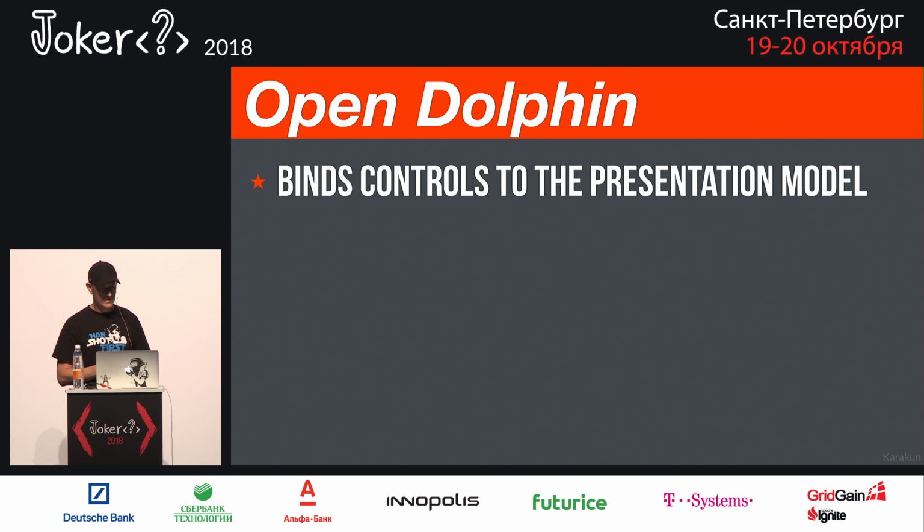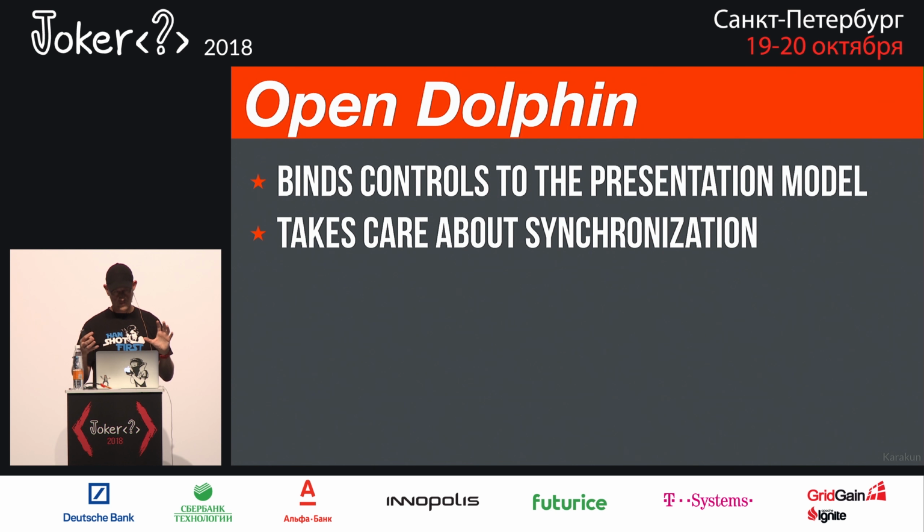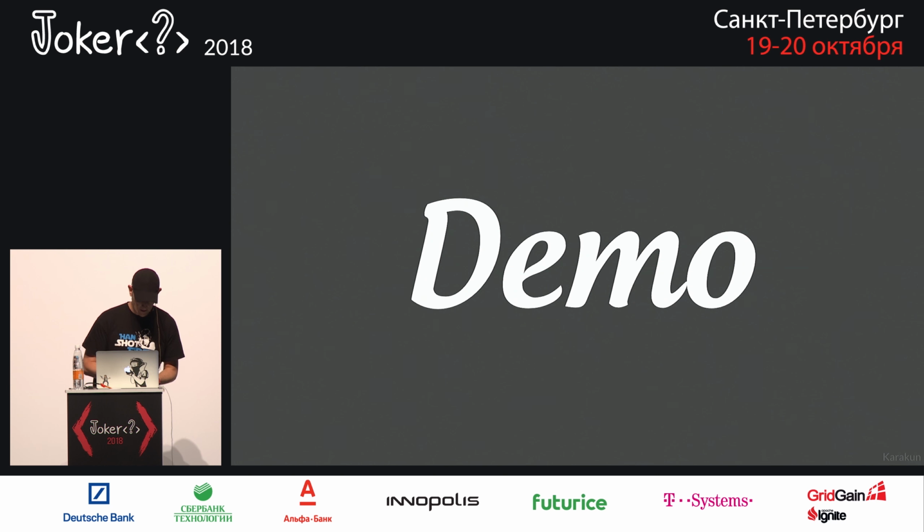So, like I said, we bind the UI controls directly to the presentation model, and then OpenDolphin takes care of the synchronization between these presentation models. And this is now the demo where I have just a video, because it didn't run on my device, and I got just a video to show you how this worked.